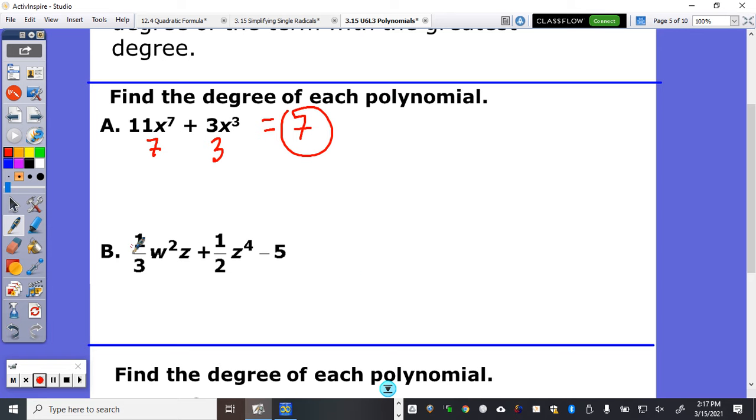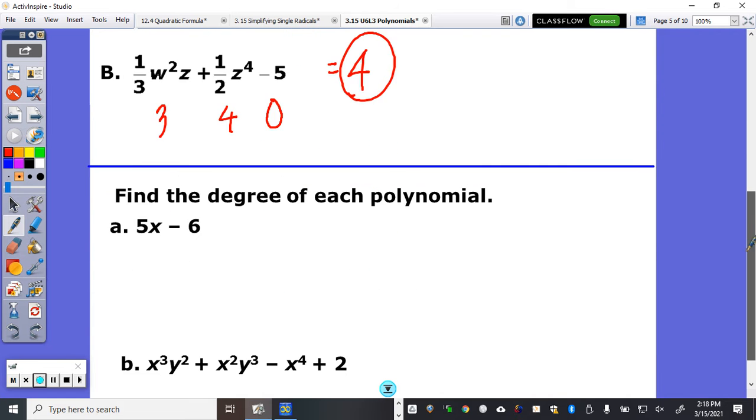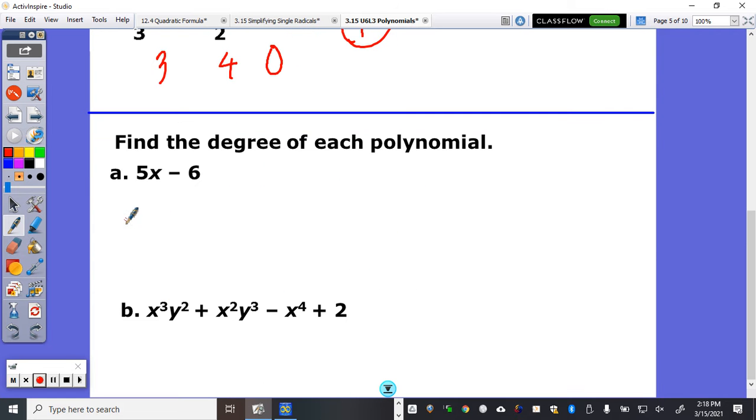What's the degree for this right here? 3. Very good. The degree for this? 4. The degree for this? 0. There's no variable attached to that 5. So the larger number here is 4. That's the degree of the polynomial. What's the degree for this one? 1.